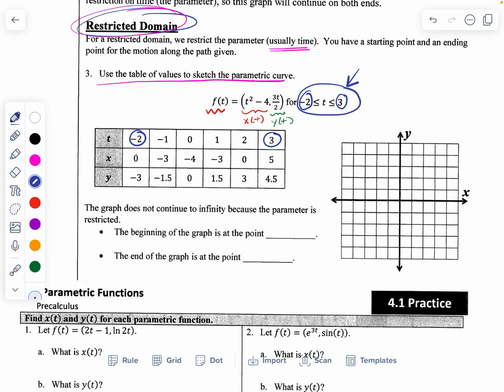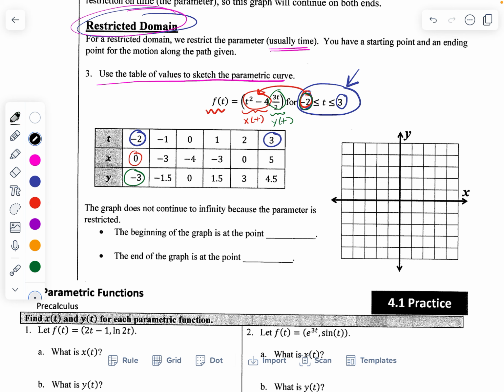This chart's already filled in for us. When t is -2, we plugged it into x of t: -2 squared minus 4 is 0, and that's where we got that value from. And then when t is -2, we plugged it into here, 3t over 2, and we got -3. So all of this graph is plugged in. Let's go ahead and sketch those values, okay?